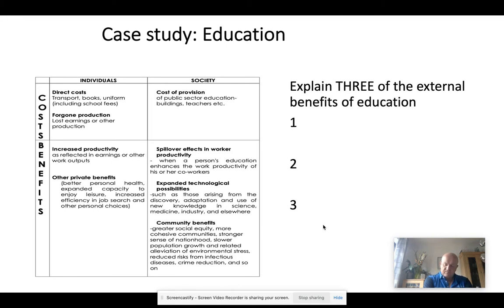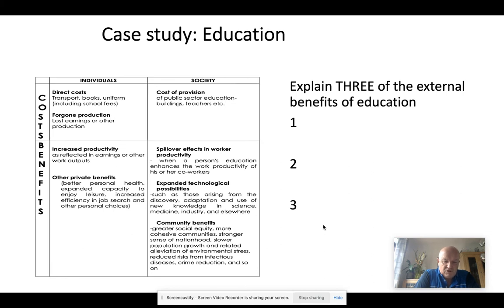Okay. If we then take a look at society and third parties as well, if you like, there is clearly a cost. The public sector spends an awful lot of money on providing educational establishments, buildings, teachers, etc. And that is a significant cost, and there is an opportunity cost to that because it means that the government has to spend money providing education and not being able to spend it on other things as a result.